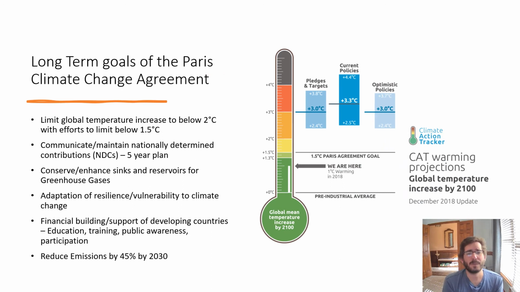The long-term goals of the Paris Climate Change Agreement are broad, but they are also pinpointed. They want to limit global temperature increase to below 2 degrees Celsius, with efforts to limit below 1.5 degrees, of which both of them have dramatic impacts regardless. They want to communicate and maintain nationally determined contributions, or NDCs, on a 5-year plan. They want to conserve and enhance sinks and reservoirs for greenhouse gases, and be able to adapt as far as resilience and vulnerability to climate change is concerned with varying countries. They also want to do financial building. They want to support these developing countries through education, training, public awareness, and participation. And then finally, their biggest goal, they want to reduce emissions by 45% by 2030.